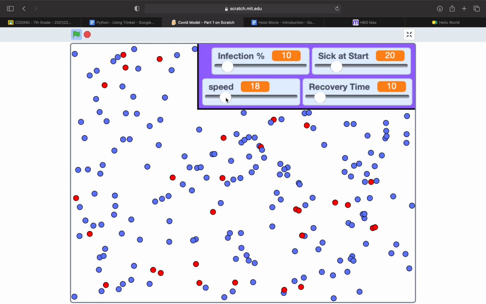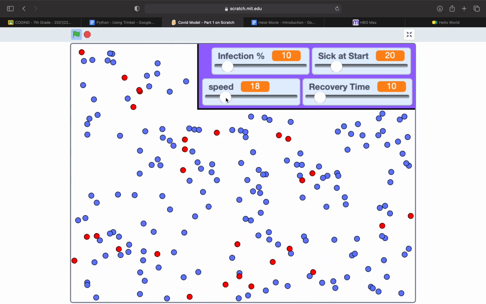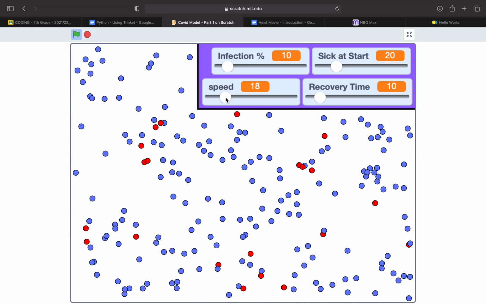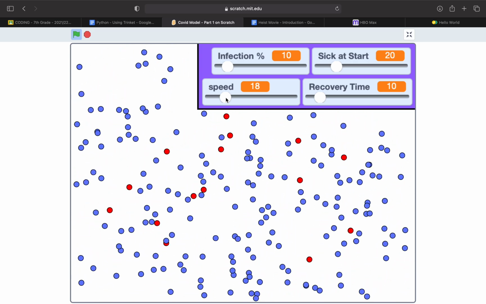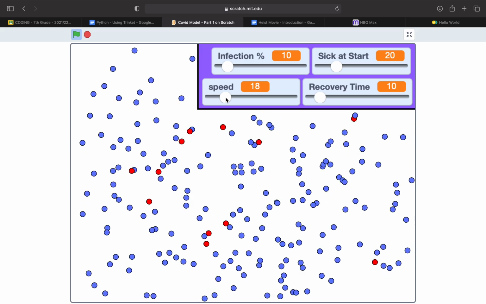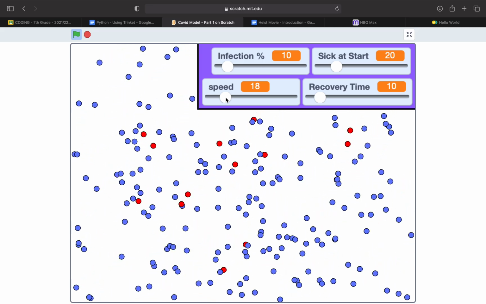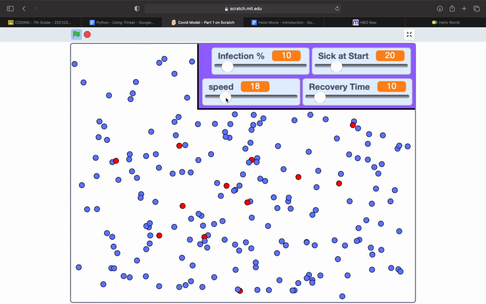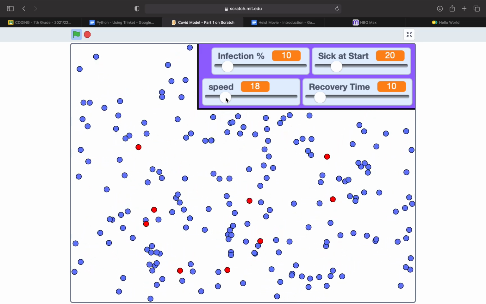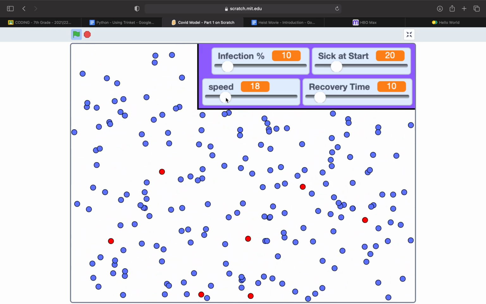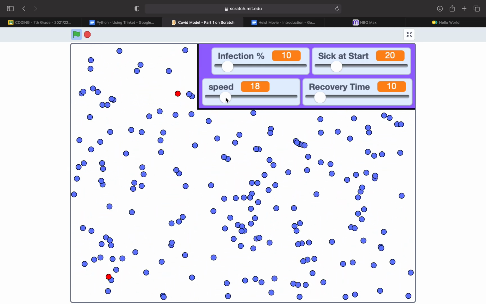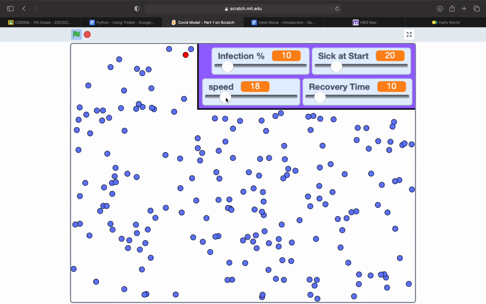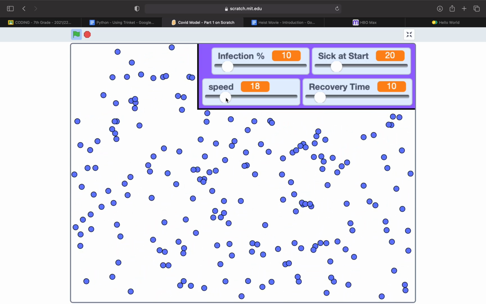Is this going to be a less sick population? Yes, it looks like this population is less sick, for sure. Still, we've got some illness here, and I don't think we'll be able to stamp out all the illness until we slow things down even further. Well, maybe I'm wrong. We've only got 2 sick dots right now, and there's our last sick dot.